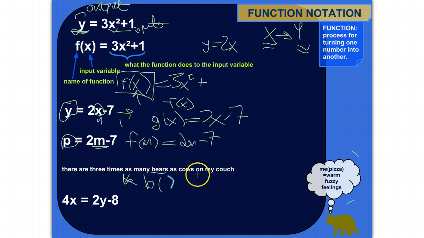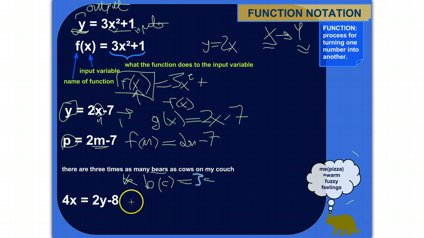What is our input variable? It's going to be cows. Let's just call that c. And then how do we turn cows into bears? Well, there are 3 times as many bears as cows. So however many cows we have, we've got 3 times as many bears. So we'd have c for cows, and you just multiply it by 3. So here's a function of bears in terms of cows.